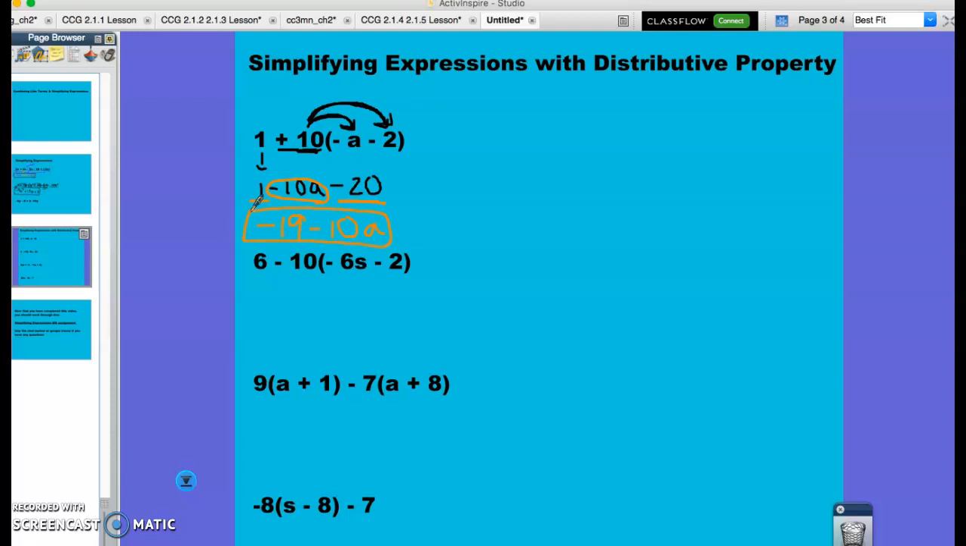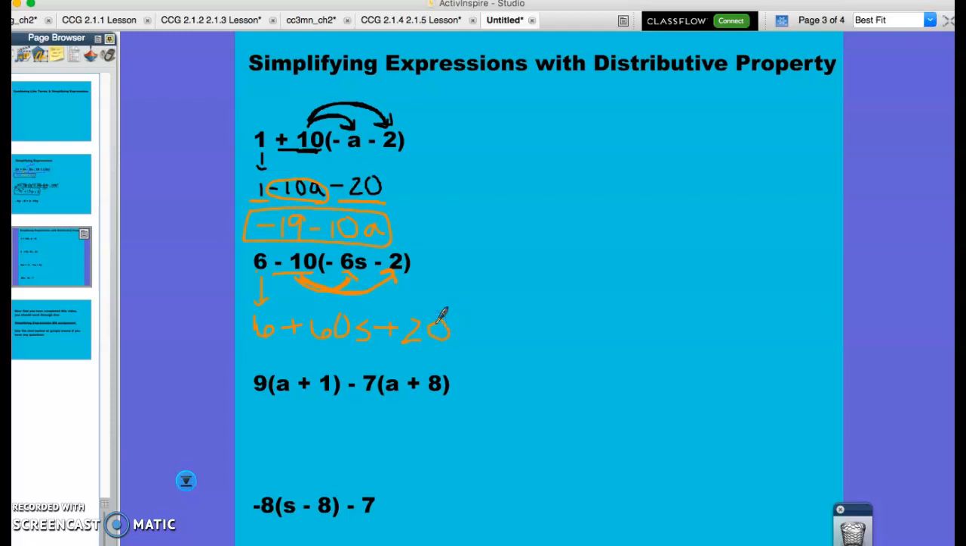All right, so next example, same thing. I'm going to take this negative 10. Notice I'm also underlining that sign, and I'm going to distribute it into the parentheses. Once you draw your arrows, drop down anything that's not by the parentheses. So that 6 needs to be dropped down. Now negative 10 times a negative 6a gives me a positive 60a, and a negative 10 times a negative 2 gives me a positive 20.